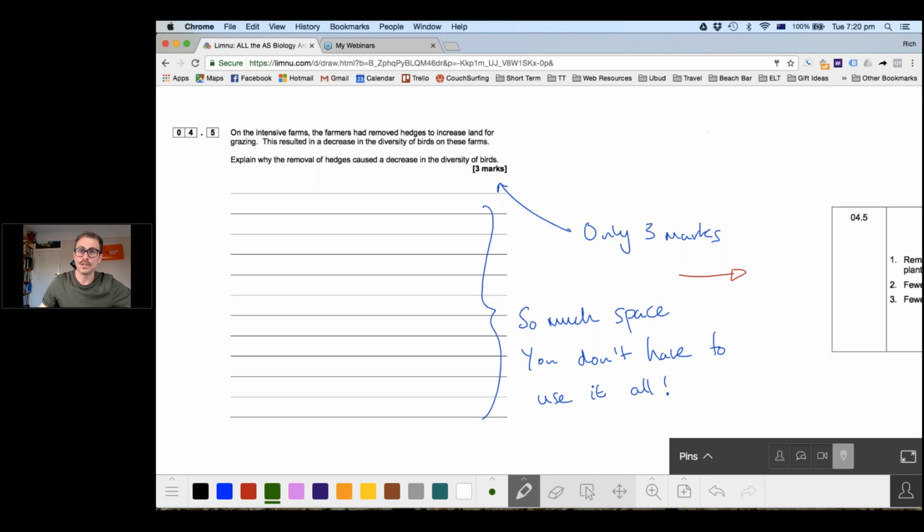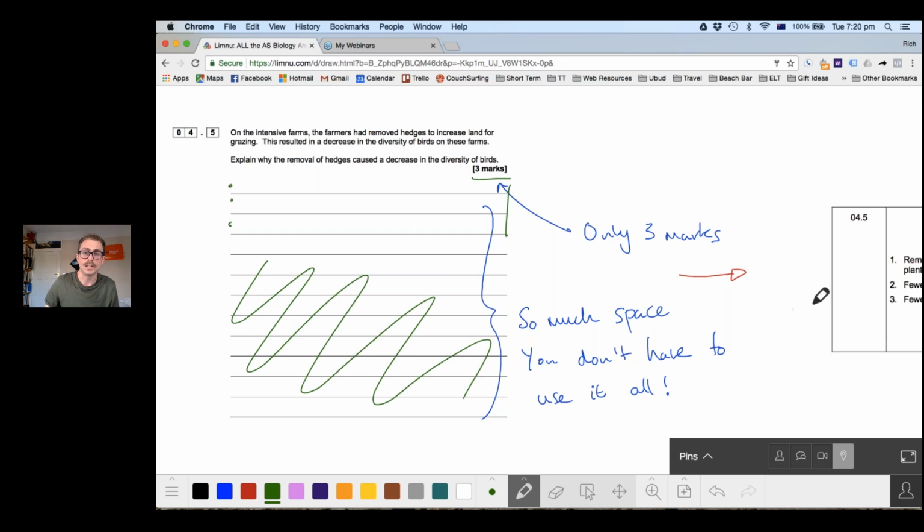Okay, so first of all, my comment here. This is a 3-mark question. You've got so many lines. Do not be put off by how much space they give you. 3 marks is 3 sentences. You could potentially get 3 marks in that much space. I would try and do that myself on a past paper. Absolutely, for sure, I would.